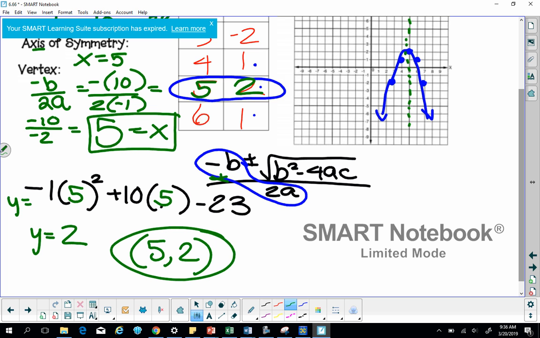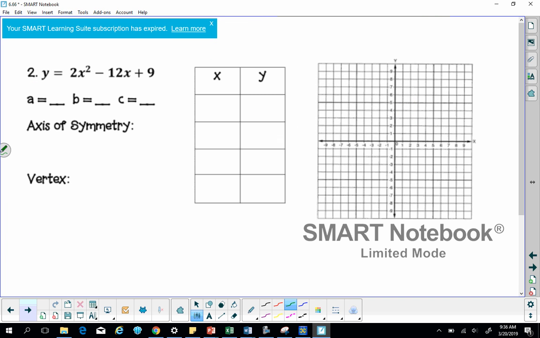Cool. Flip that paper over. We're going to do the second one. So let's do it by hand first. Is everything on one side of the equation? Yes. So I can start.